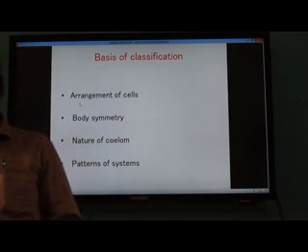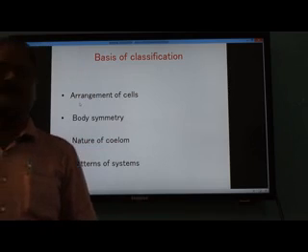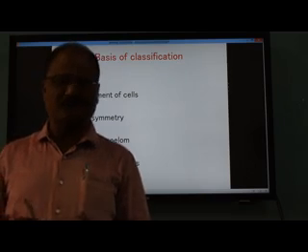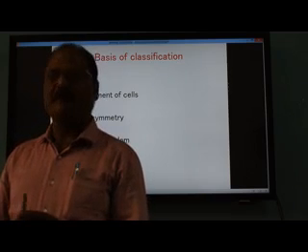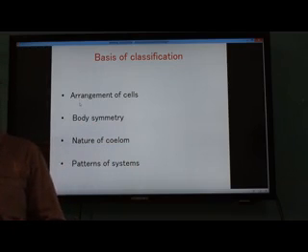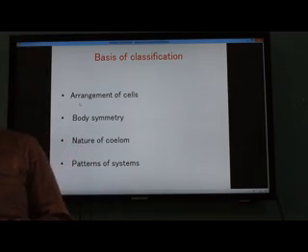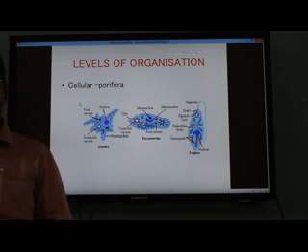Okay. Now we are going to discuss the basis of classification. Number one, the arrangement of the cells, then body symmetry, the nature of the coelom and the pattern of systems. Clear?